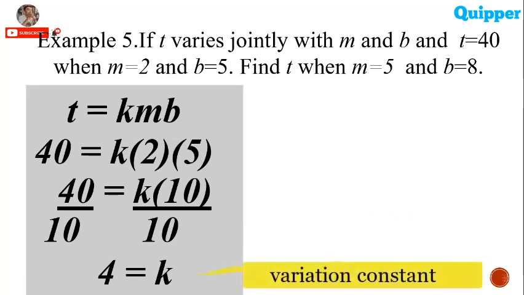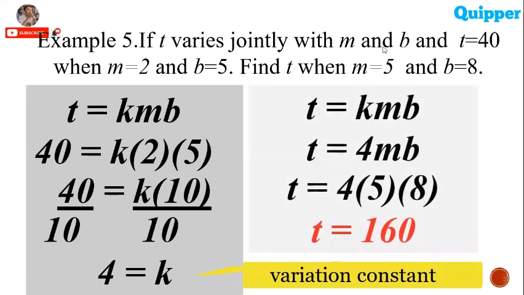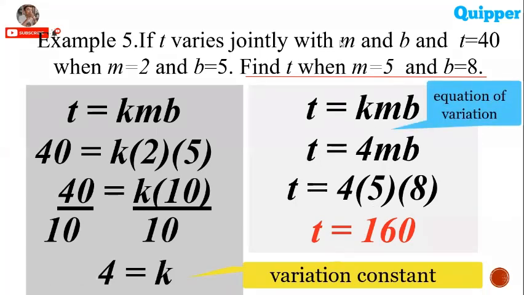That's the variation constant. From there, write the equation of variation: T is equal to 4MP. Then the next problem is for you to find T when M is 5 and P is 8. 5 times 8 times 4, that is just 160. And this is now the complete solution. That is for our session.